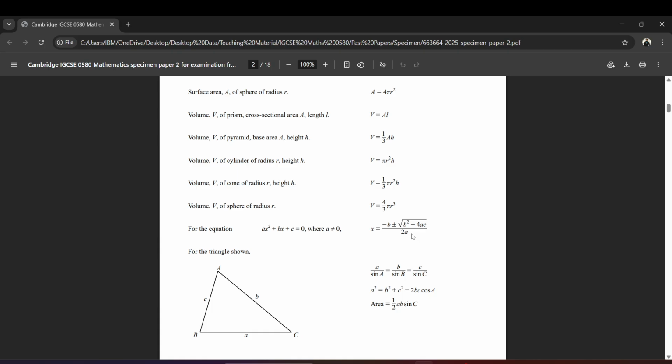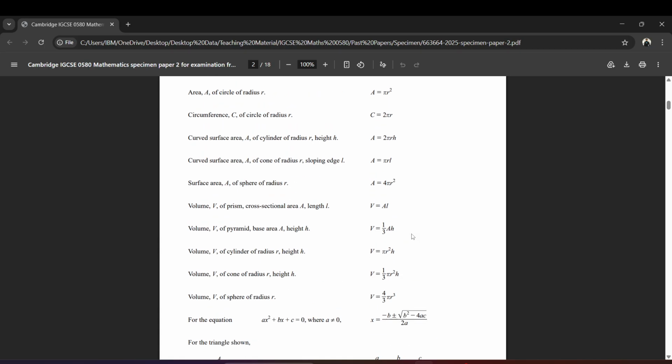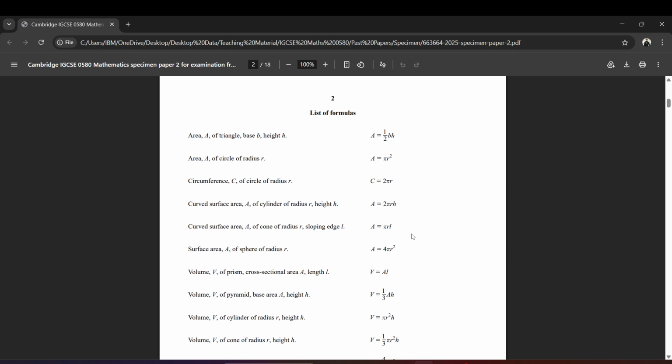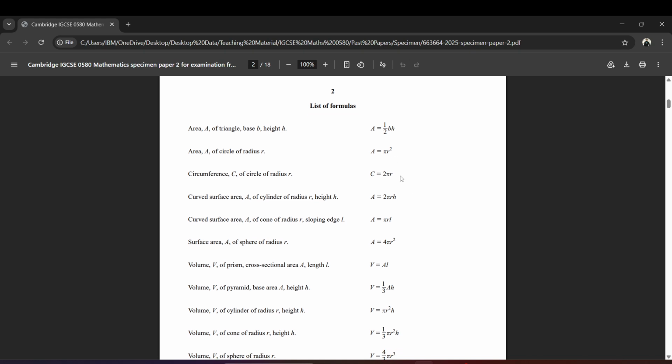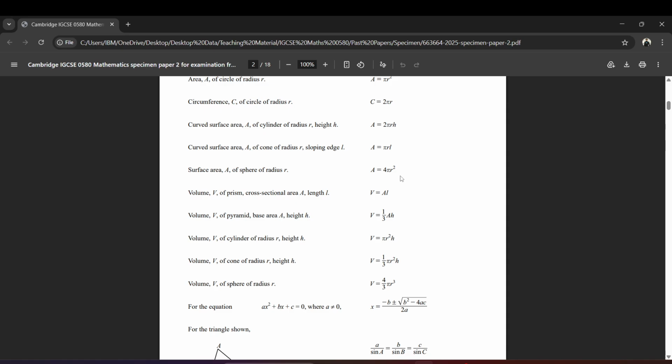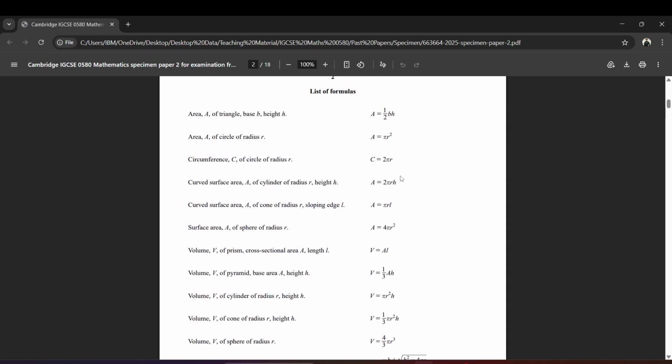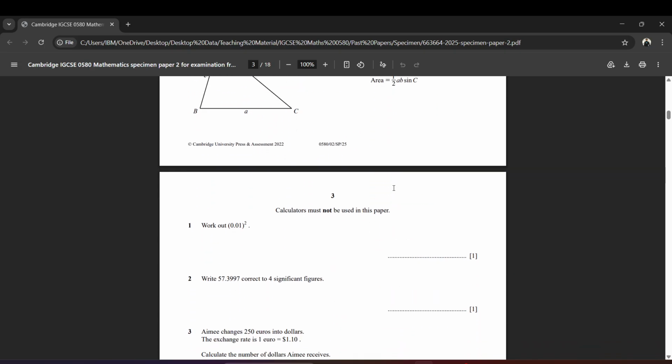Not every formula is given in this formula sheet, but even then quite a lot of formulas are already here. So it is very important that you go through this formula sheet. Let's say there is a question about a cylinder, so you know where exactly to look for it. I can see that the curved surface area of a cylinder is given by 2 pi rh. However, for the total surface area of the cylinder, you'll have to add the area of the circles and so on. All right, so let's start with question number one.